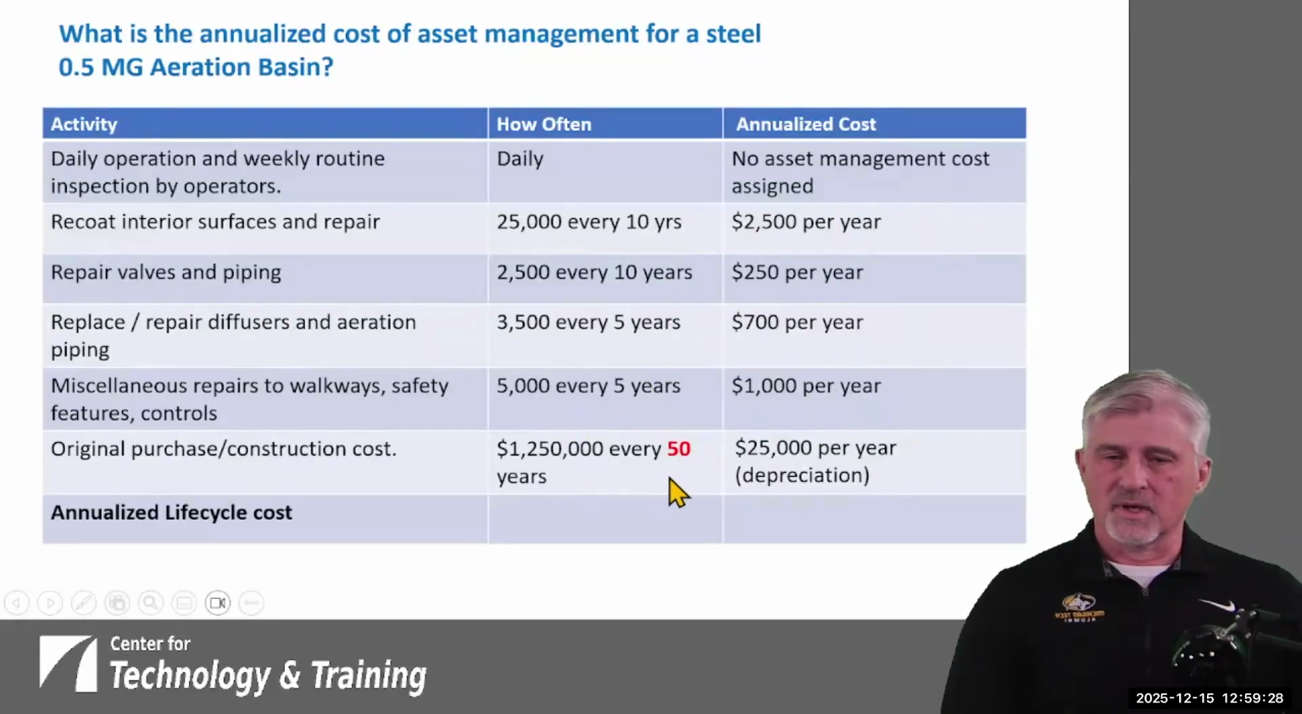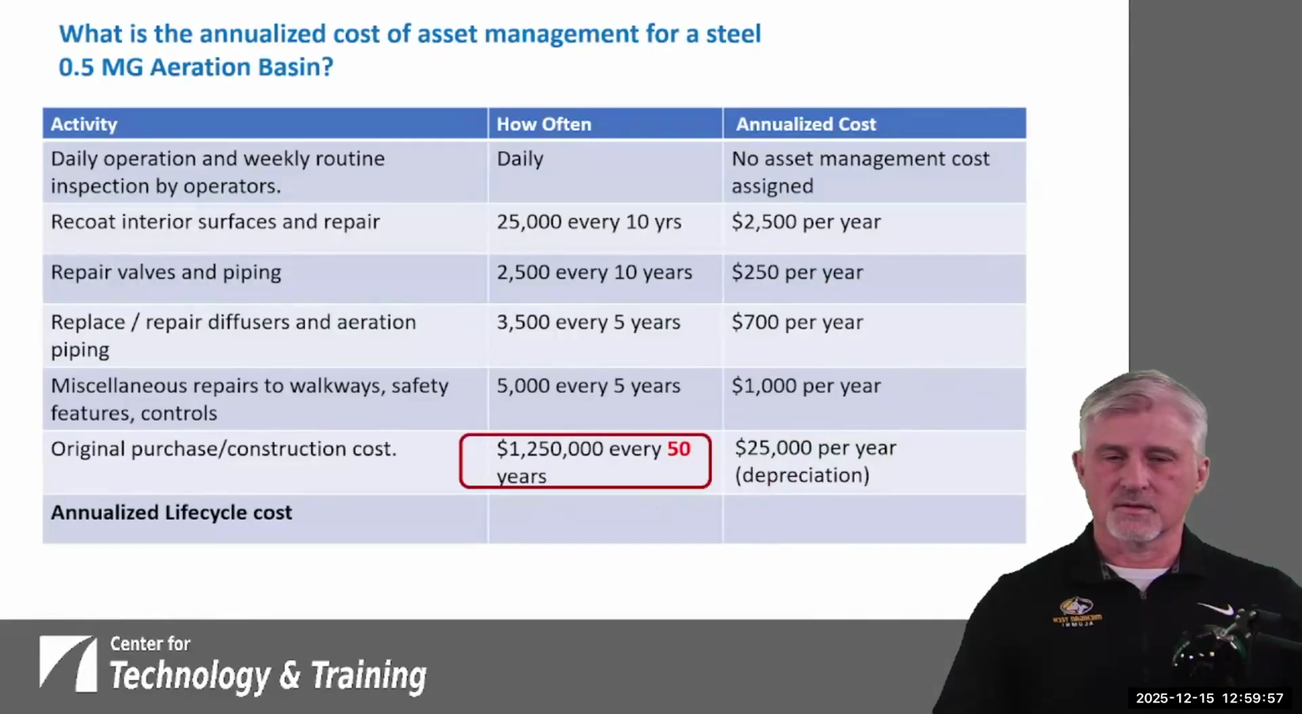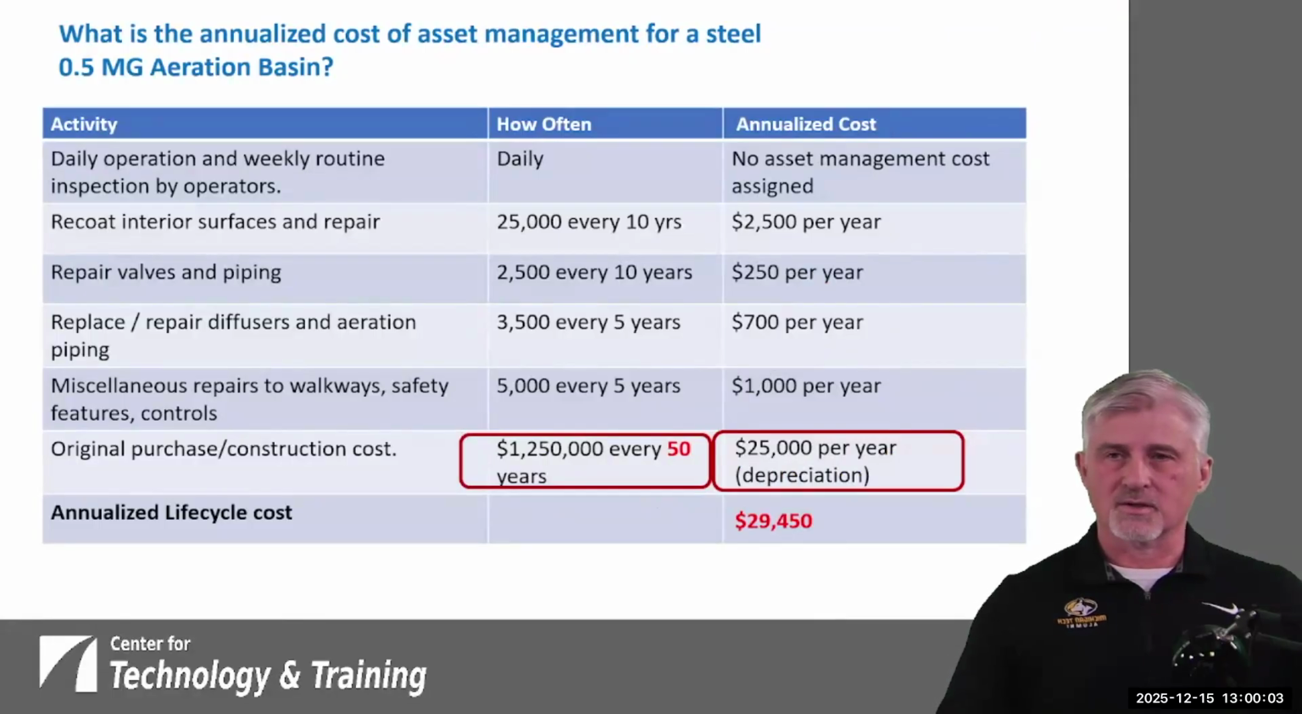And in a 50-year life cycle, our original purchase price for this was $1,250,000, but it's going to last us 50 years. So that means that on an annual basis, the depreciation of that $1.25 million over the 50 years is going to be $25,000 a year. So if we combine all of these things, all of our annualized costs are going to amount to $29,450 per year over 50 years.